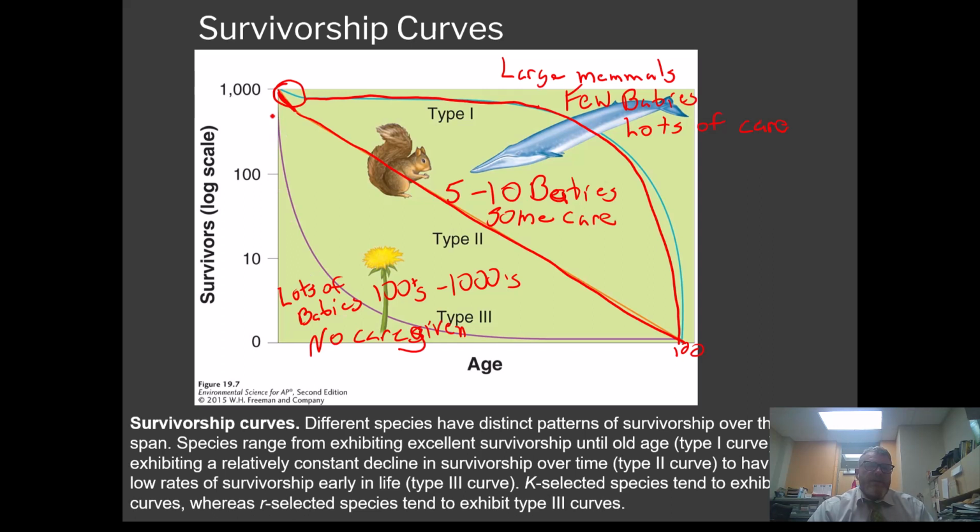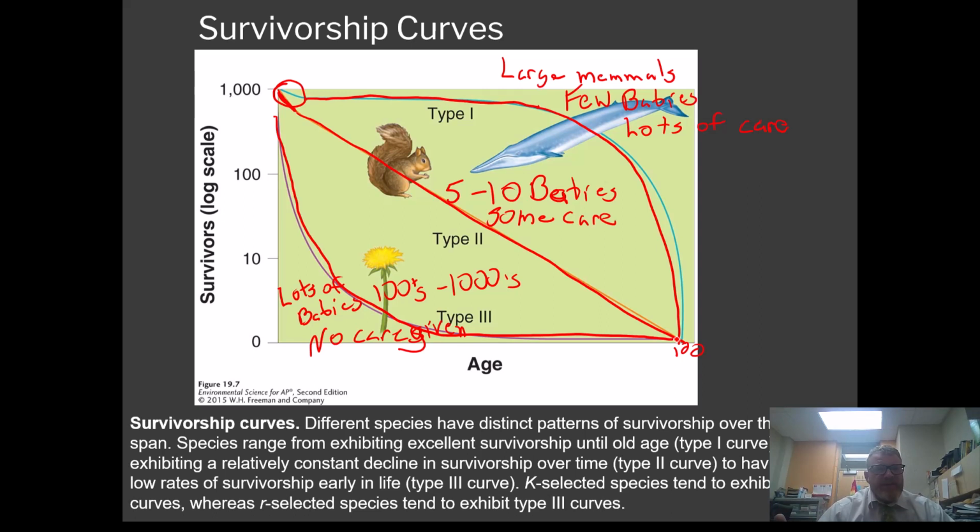Okay, so this is why we see this very high rate of death at the beginning. But once you make it, you're doing pretty good until whatever your old age is. Okay, so that's kind of your 3 different types. So you got your type 1, large mammals, a few babies, lots of care. Type 2, small rodents, some reptiles, birds, 5 to 10 babies, and they give some care.